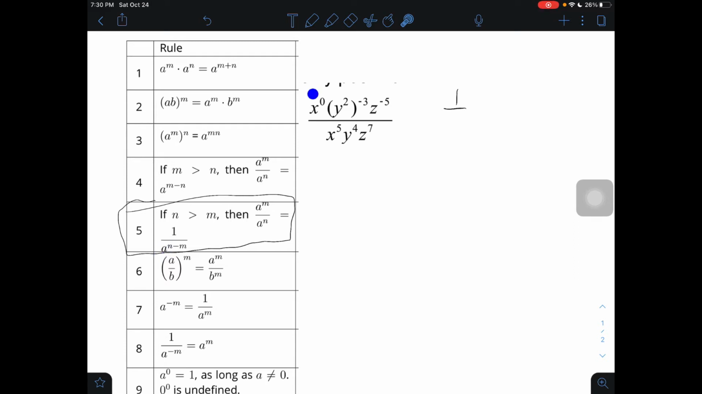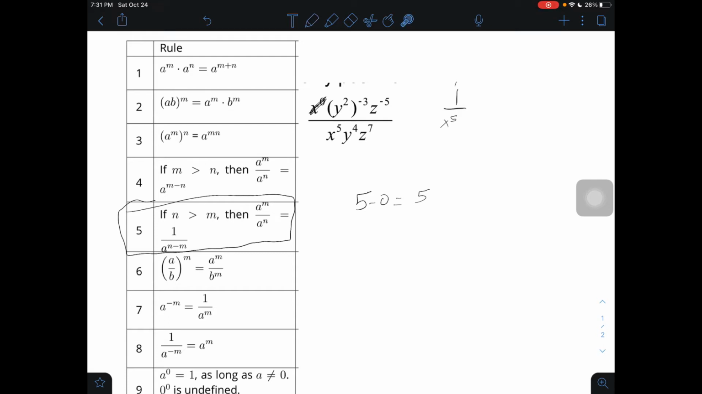First, we will start with x to the power of 0 and x to the power of 5. Our m is the exponent in our numerator, which is 0. Our n is the exponent in our denominator, which is 5. So 5 is obviously greater than 0, meaning that we're going to apply rule 5 as stated before. We have our 1 as our numerator already, which is what we want. Then we're going to do 5 minus 0. 5 minus 0 is 5, meaning that x will still be to the 5th power. So we're just getting rid of this.